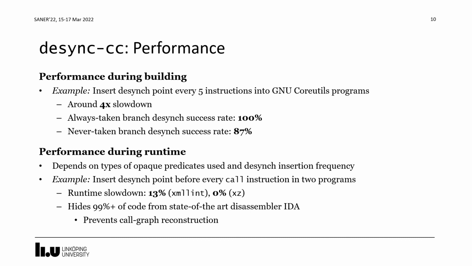The performance during runtime, when running the obfuscated code, depends heavily on the type of epoch predicates used and the desynchronization insertion frequency. But as an example, we inserted desynchronization points before every call instruction in 2 different programs, essentially hiding every function call. And this resulted in slowdowns of 13% and 0% respectively. And it turned out to be a quite cost-effective use of the obfuscation, because this prevents call graph reconstruction, which is used as part of the disassembly process by, for example, the state-of-the-art disassembler IDA. So we can essentially completely prevent code recovery by hiding every call instruction.